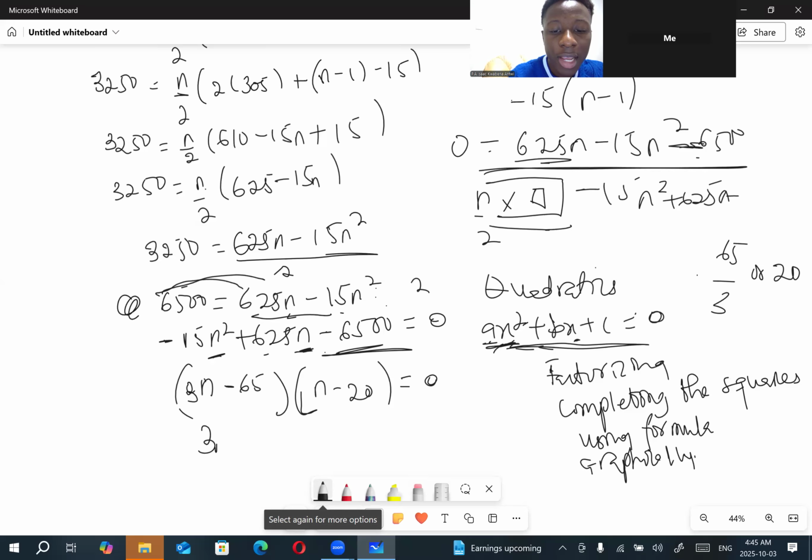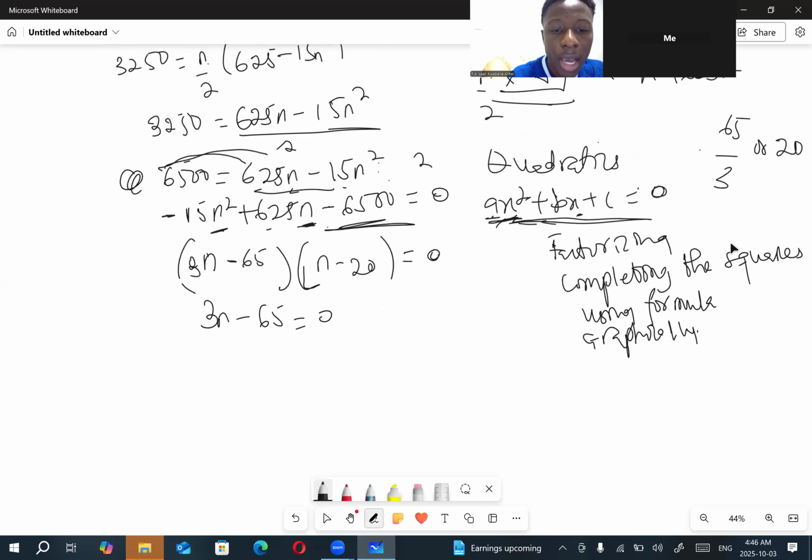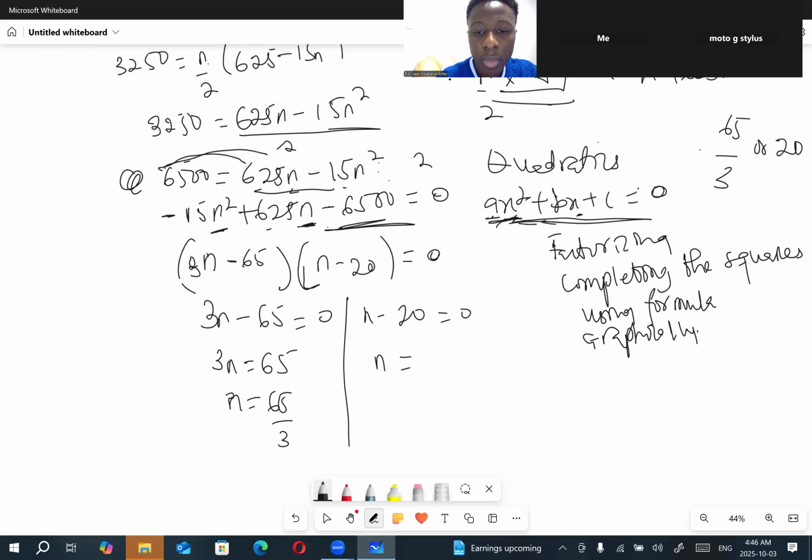Then you have 3n minus 65 equal to 0. Then 3n is equal to 65. So n is equal to 65 over 3. That's the first thing. Then the next one, n minus 20 equals 0, so n is equal to 20. You have everything back. So the answers are 65 over 3 and 20.